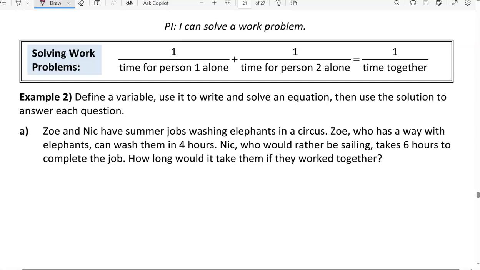Okay, in the second part of section 5E, we're going to solve work problems. These problems involve people doing a job together or alone. So the general formula here for doing a problem of this type is 1 over the time for one person doing the job alone plus 1 over the time for another person doing the job alone equals 1 over their time together. Notice there's an inverse relation here. It's not their times adding, but rather 1 over their times adding.